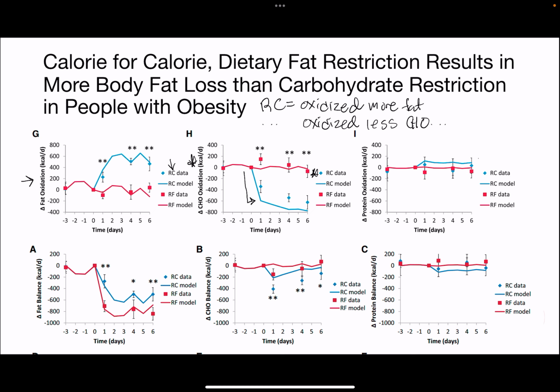And between the two diets, really no difference in protein intake, because protein intake was held constant as part of the diet. But in the reduced carbohydrate diet, there is slightly more oxidation of proteins. And this is important, even though it's not significant. It is higher.